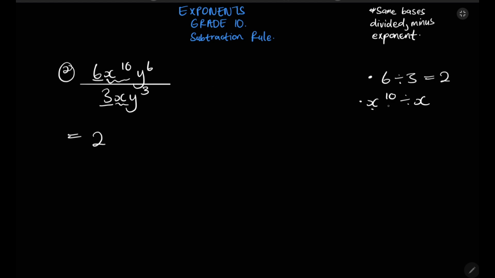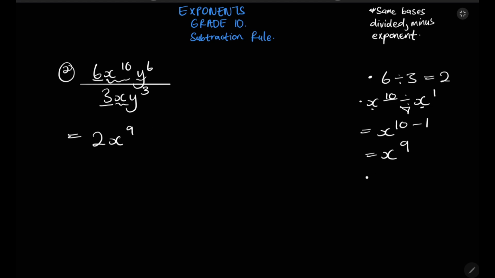Do we have the same base? You have x and x. Yes. Are they divided? Yes. So you write down our base, which is x. Then we subtract the exponents, which is 10 and 1. So this is 10 minus 1. Your answer is x to the power 9. So you write your x to the power 9 there.